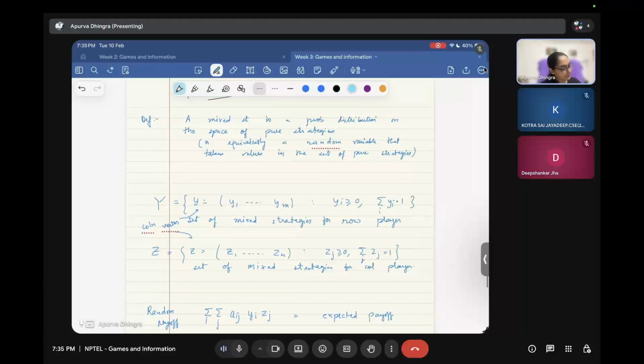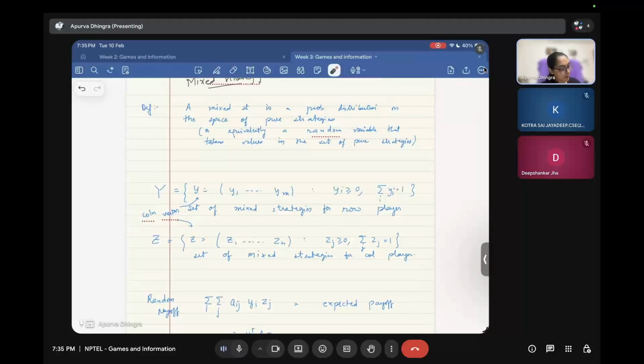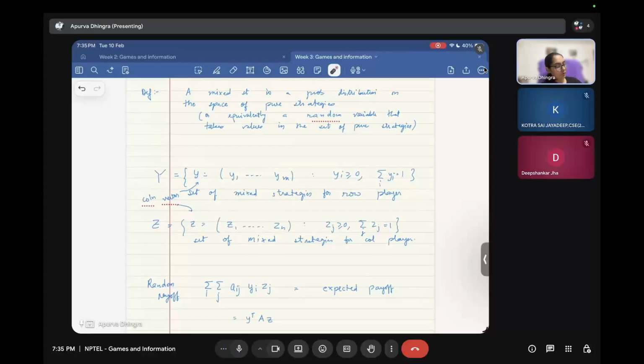Okay, so we could write it in a slightly more formal way. The set of strategies for player 1 would be this Y: if the total number of rows available is M, then for each of them there'll be a probability value assigned such that all of those values are greater than or equal to 0, and they all sum up to 1. All such Y's would form the set of mixed strategies for the row player. Similarly we can define it for the column player. Let's say there are n columns, so we define a probability for each of those columns, and those have to be actual probabilities. The set of all those strategies would be the strategy space for the column player.